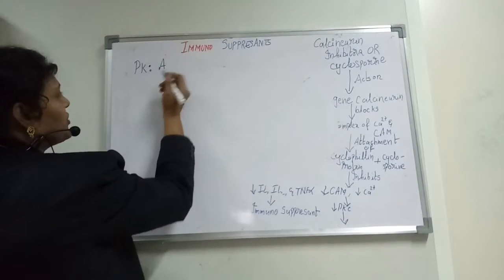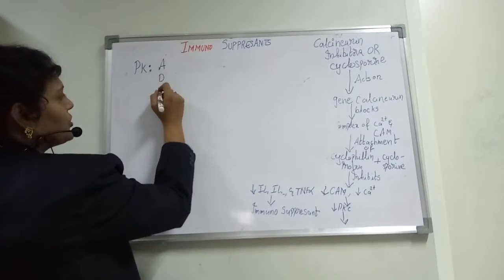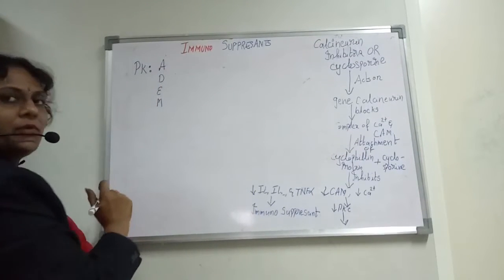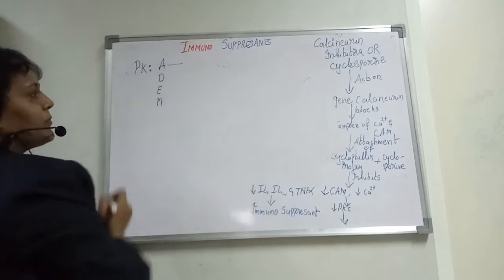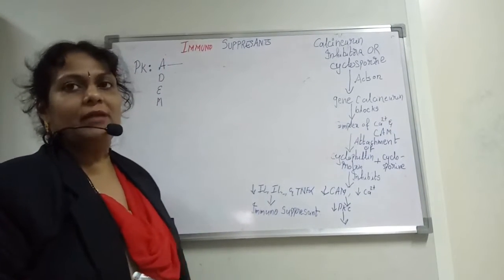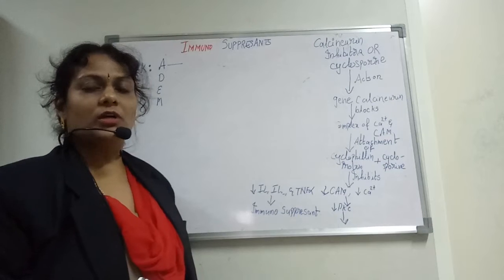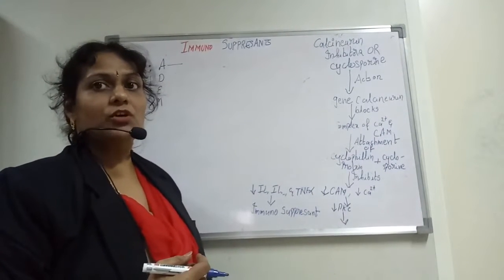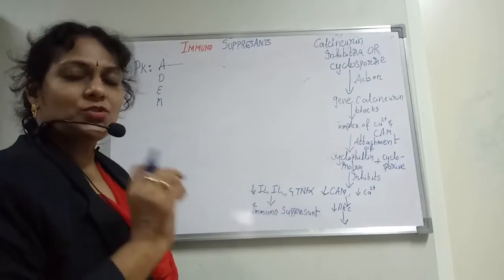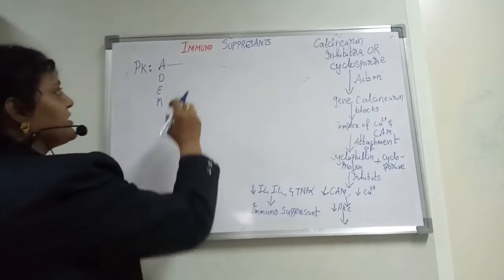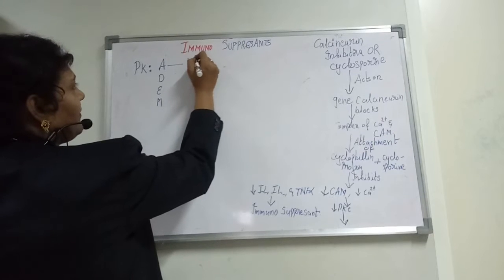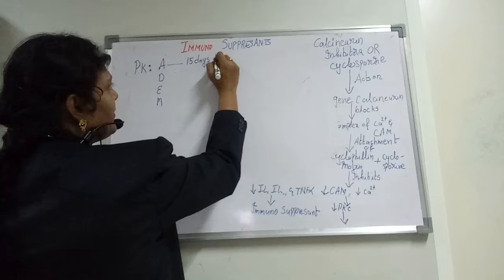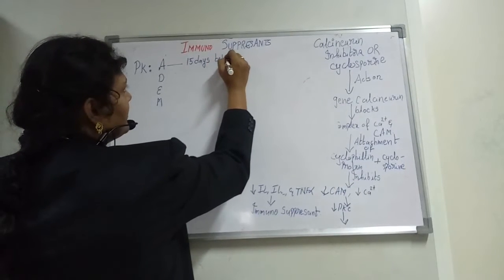The pharmacokinetics consists of 4 different parts. One is called absorption, the other one is called distribution, the other one is called excretion, and the other one is called metabolism. So now we'll see how it is absorbed. Particularly, the immunosuppressants are always given to the person who is going for an operation or going for transplantation surgery. So it has to be given 15 days before the surgery.